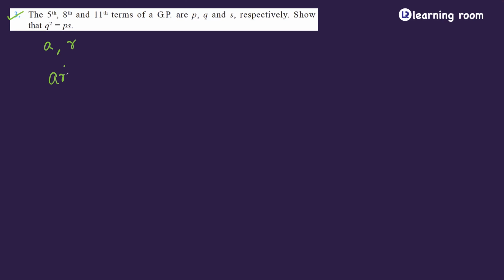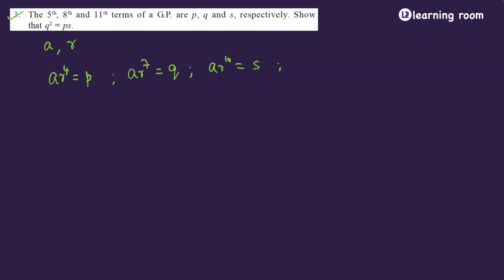A into R power 4 is equal to P. A into R power 7 is Q. And A into R power 10 is equal to S. So what is it that we need to prove? We need to prove that Q square is equal to P into S. So the square of this should be equal to P into S.